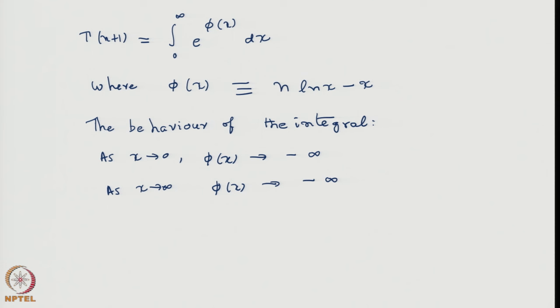That means at both the endpoints, the function phi x tends to minus infinity, and we therefore expect the function to have a form like this. Phi x, if we plot, was tending to minus infinity as x tends to 0, and it was tending to minus infinity as x goes to infinity also. So, we expect phi x to have some peak in the middle.